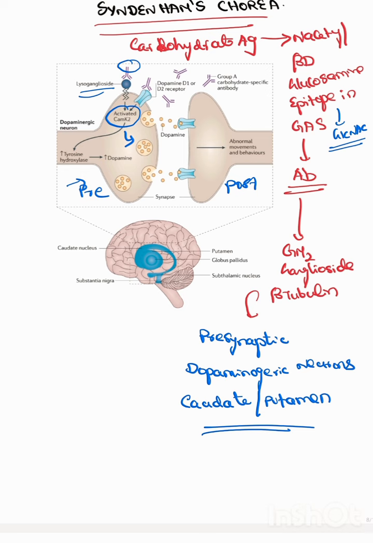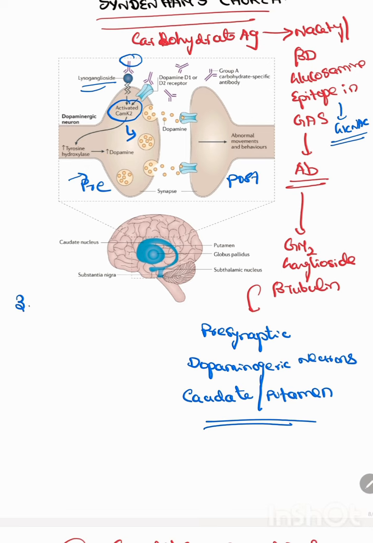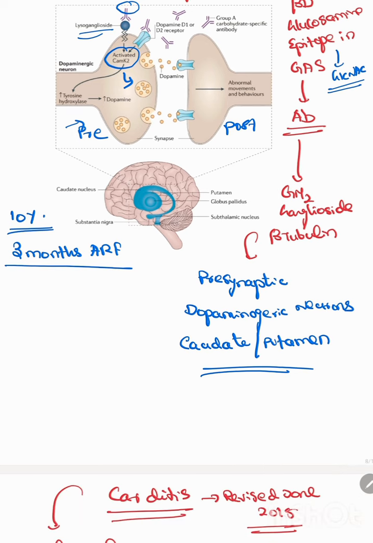As far as Sydenham's chorea is concerned in children, it usually occurs 3 months after development of acute rheumatic fever. It contributes about 10% of the manifestations of acute rheumatic fever. As it has a long latent period, children presenting with chorea, a manifestation of acute rheumatic fever, will not have positive ASO. ASO positivity may not be present because these antibodies tend to wane, but the symptoms will occur only after 3 months.